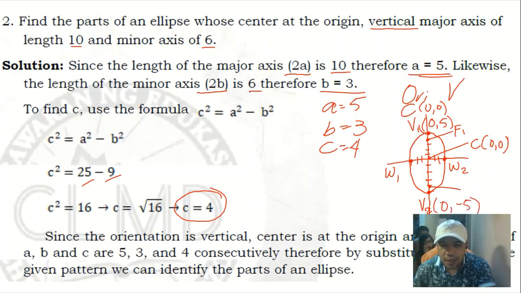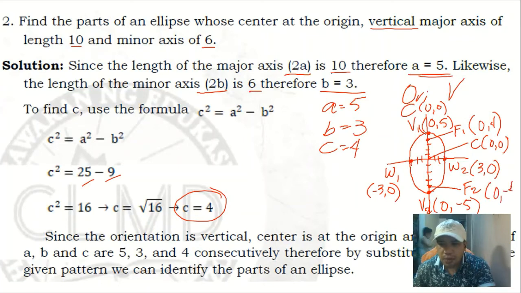W2, or the vertex, co-vertex, is in 3. So 3, 0, and negative 3, comma 0. Focus 1. This is the focus 2. Focus 1 is in 4. So 0, comma 4 and 0, comma negative 4.